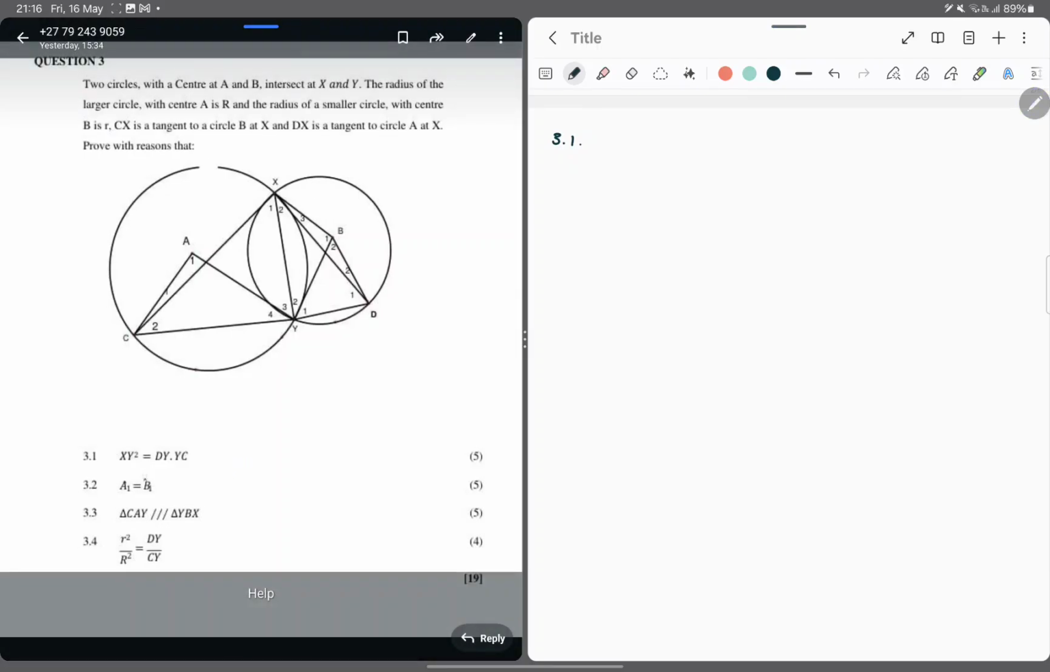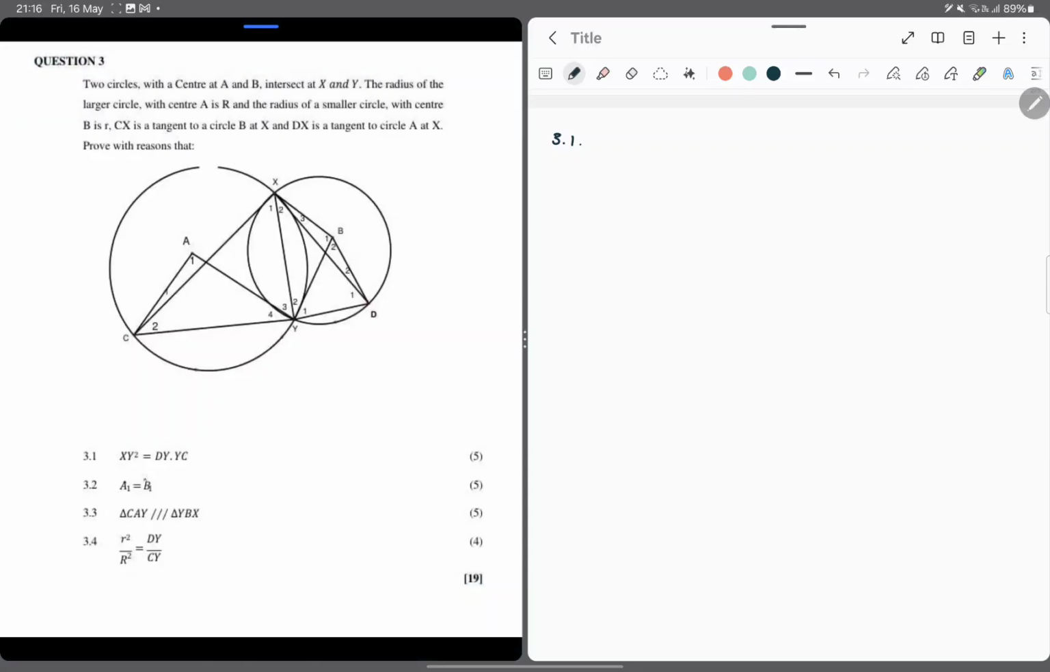Okay, it's doing its things. And I don't like these things. All right, let's sort it out.